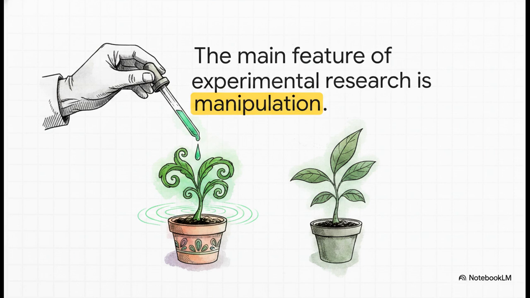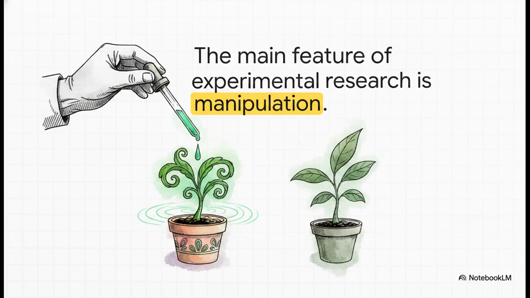Let's slow down for just a second here to really hammer home this single defining concept. If you remember literally nothing else about experimental research today, remember this: the main feature is manipulation. You, as the researcher, actively introduce a treatment, an intervention, or a specific condition, and then you closely examine the resulting change. Think of it like this.